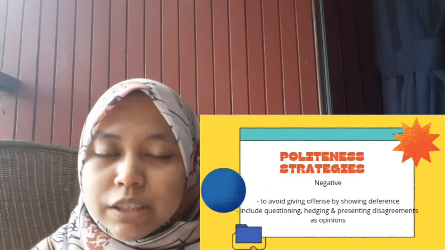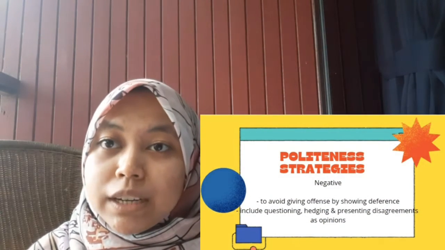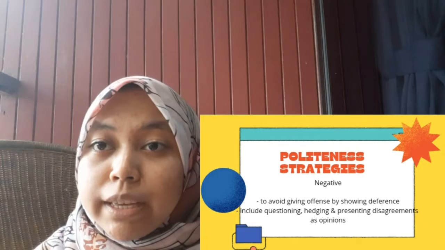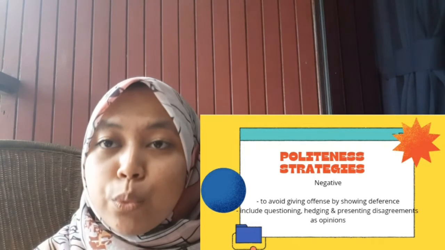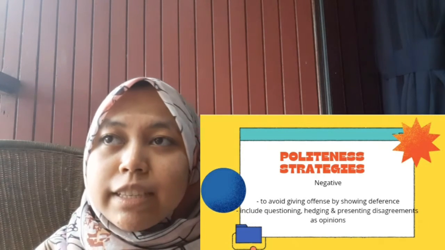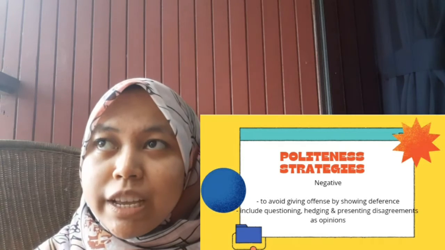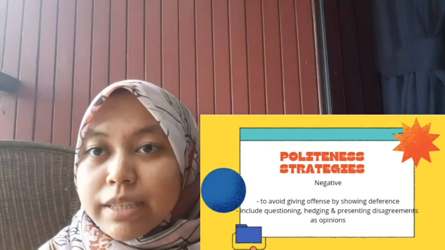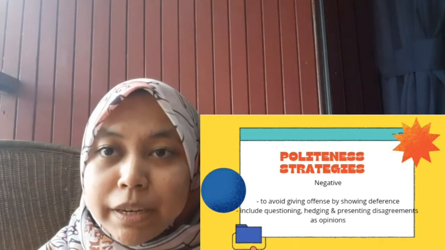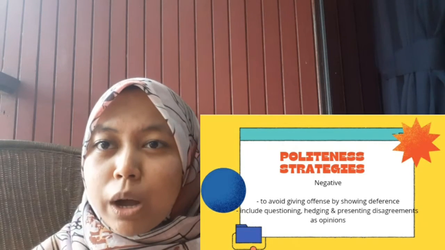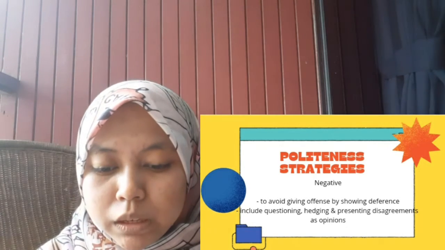And the next one is the negative politeness strategies. Negative politeness strategies are intended to avoid giving offense by showing deference. It includes questioning, hedging, and presenting disagreements as opinions to fight with the points that are given.